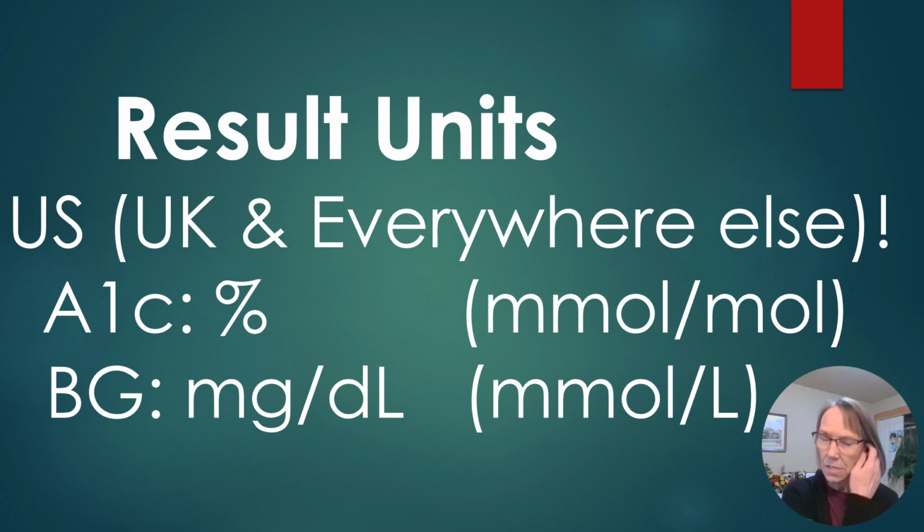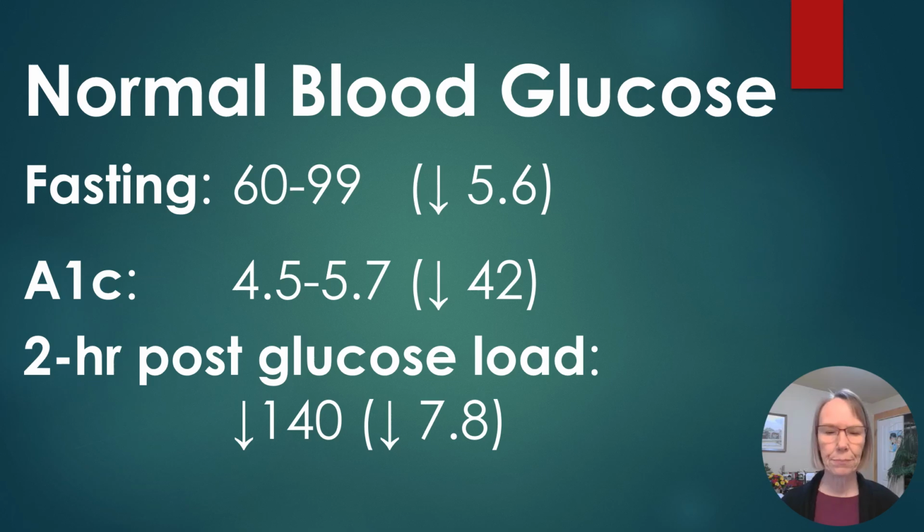In the United States, we use a percentage for hemoglobin A1c and milligrams per deciliter for blood glucose numbers. Pretty much the rest of the world uses metrics, but oh no, we wouldn't want to use metrics here in the US. So I did include the metrics numbers in parentheses on these slides, on most of them anyway.